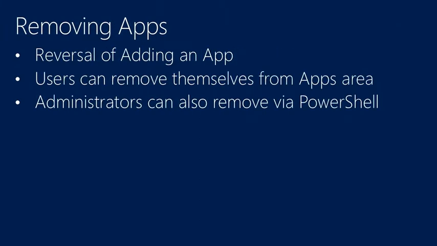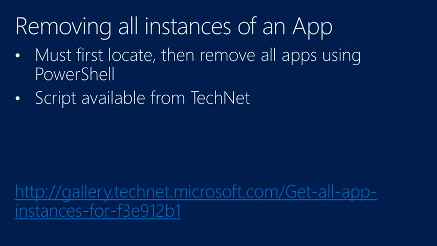Removing apps is pretty much the reversal of adding an app. You go into the app and click remove instead of click add. Users can remove these themselves from the apps area if they want to, or administrators can remove them from PowerShell. If you wanted to remove every instance of an app from a particular farm, you could do it this way. You could first locate them and then remove them all using PowerShell, or you could use this nice script that's available from TechEd to go through and remove all instances for you.